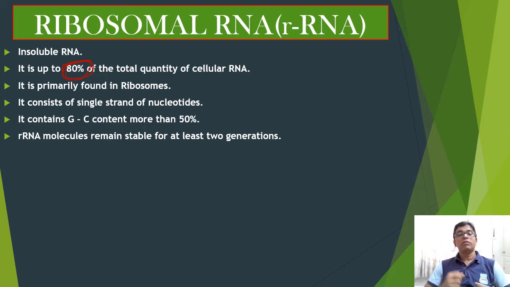It is also known as insoluble RNA. Ribosomal RNA is primarily found in ribosomes. It is mainly found in ribosomes, hence it is called ribosomal RNA.